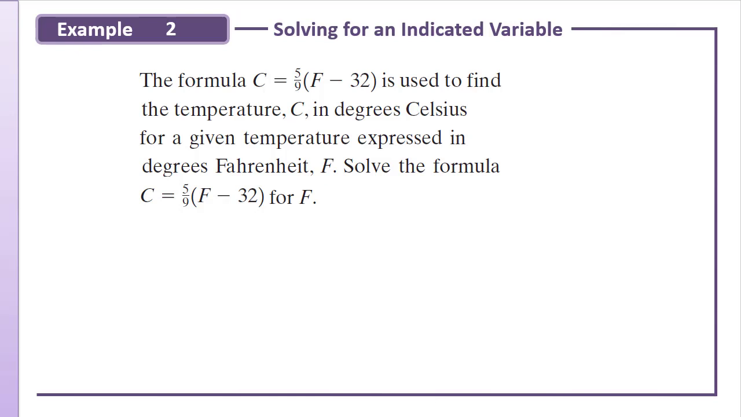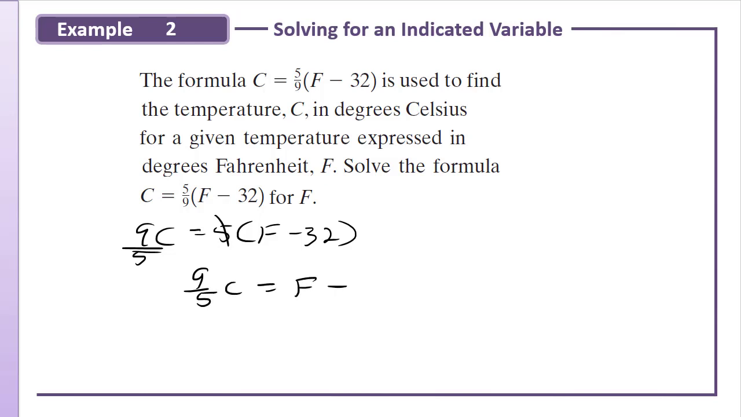If we want to solve for F, get rid of the fraction. So we have 9C equals 5 times (F minus 32). Then we can divide by 5 to get rid of this one. So we have 9/5 C equals Fahrenheit minus 32. And then, of course, add the 32. So we have 9/5 Celsius plus 32 equals Fahrenheit. And now you could plug something in for C and get an answer for Fahrenheit.